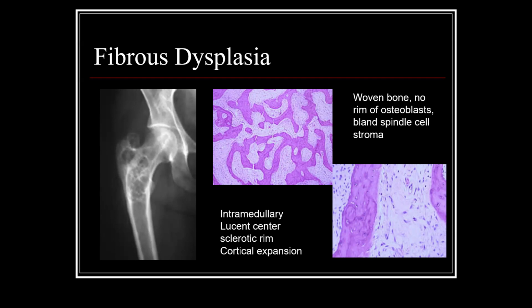And what we see in this is entirely woven bone. So no rim of osteoblasts. And the cells are very bland spindle cells. You see the ossification is sort of more characteristic of woven type bone without the nice lamellar zones of ossification lines.